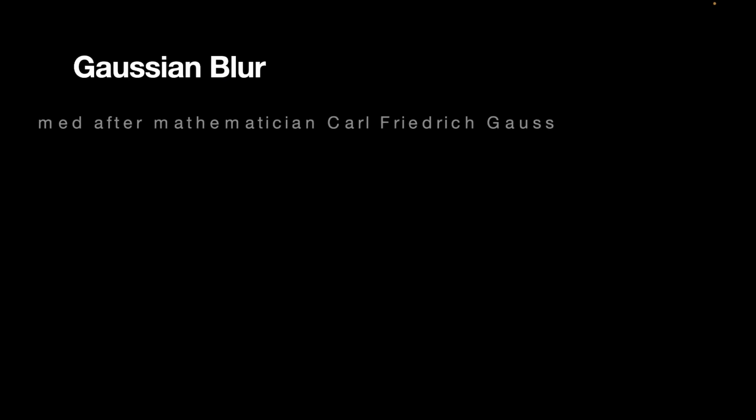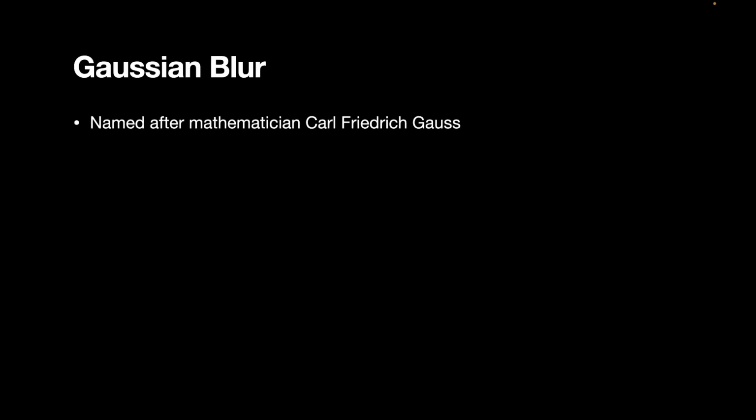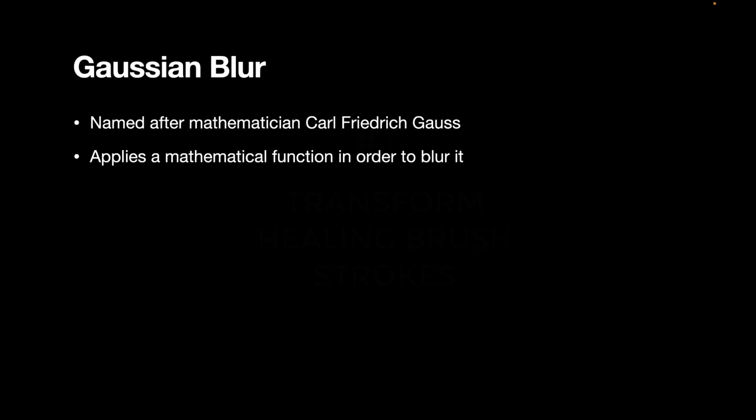So the Gaussian blur is named after a mathematician called Carl Friedrich Gauss. The Gaussian blur is an application of a mathematical function to an image in order to blur it. And it smooths uneven pixel values in an image by cutting out the extreme outliers. So if you remember in my other videos where I try to enhance edges, that was a high pass filter. For a low pass filter, it's the opposite. You're trying to reduce the sharpness of an image.